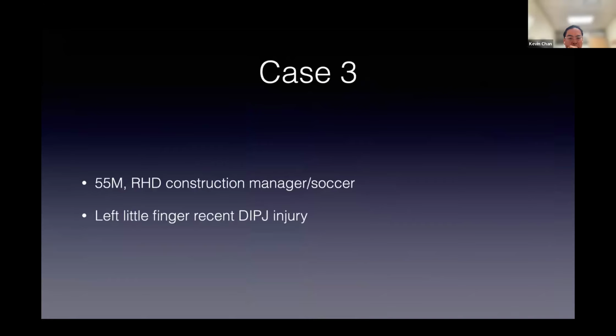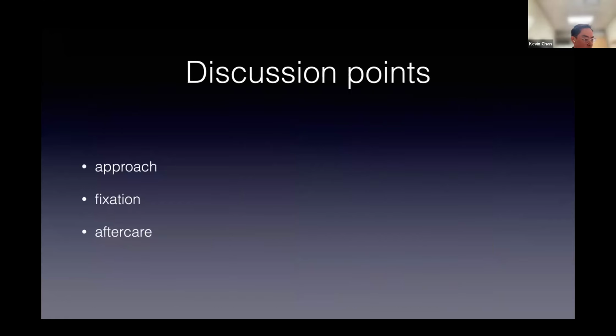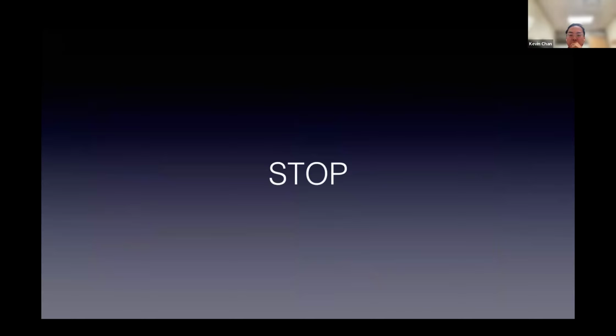Case 3, here's a 55-year-old right-handed construction manager who's an occasional soccer player, and he had a left little finger DIP injury when his digit was struck by a soccer ball. The plain radiographs demonstrate an articular injury with a dorsal and a volar fragment. So again, you can discuss as you wish.